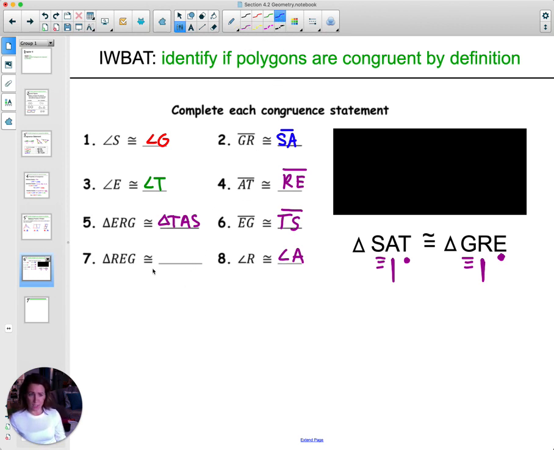For the last one, R. R is in the middle. A is in the middle. E is the last letter. T is the last letter. G is the first letter. S is the first letter. So you just get them written in order like that.